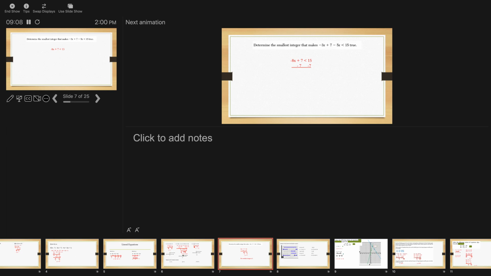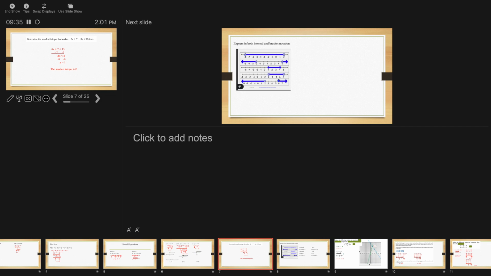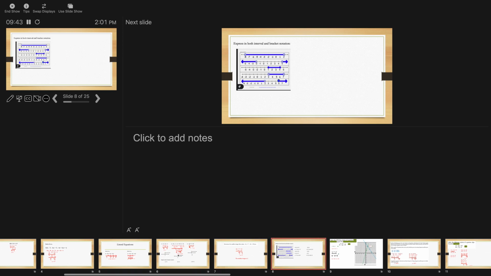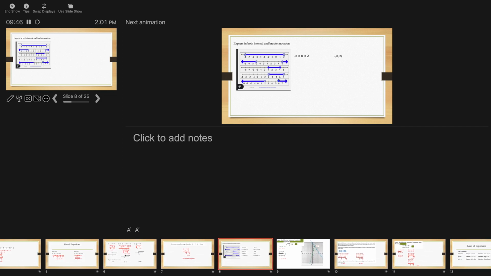I get -8x, because we're combining like terms here, plus 7 is less than 15, minus 7. -8x is less than 8. Dividing by a -8. Danger, danger, danger. Don't forget to switch that inequality. x is greater than 1. So, what's the smallest integer that makes this true? It's 2. Because 2 is the smallest integer that's greater than 1. Okay? All right. So this is just a little bit of a different slant on solving inequality questions.